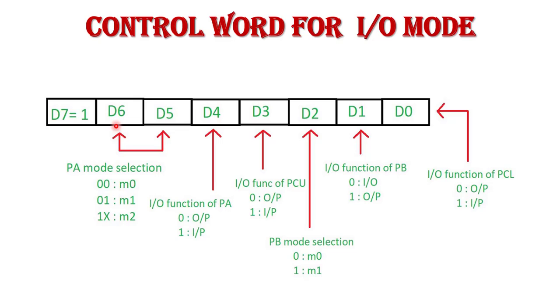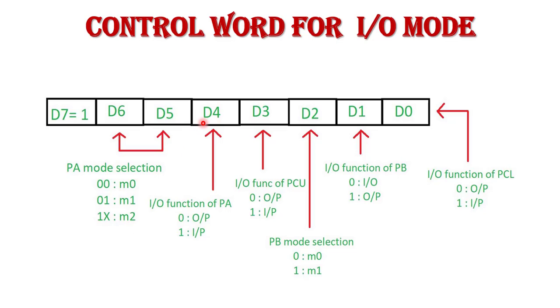The next bits, that is the combination of D6 and D5, these two bits define in which mode port A is working. So these bits are called port A mode selection bits. If this combination is 0, 0, port A works in mode 0. Combination is 0, 1, port A works in mode 1. If the combination of D5 and D6 is 1 cross, port A works in mode 2.